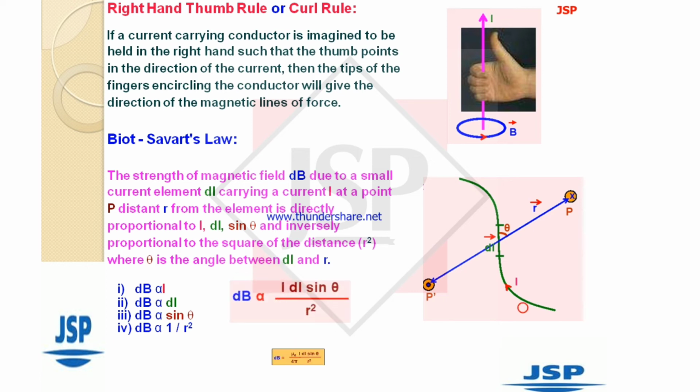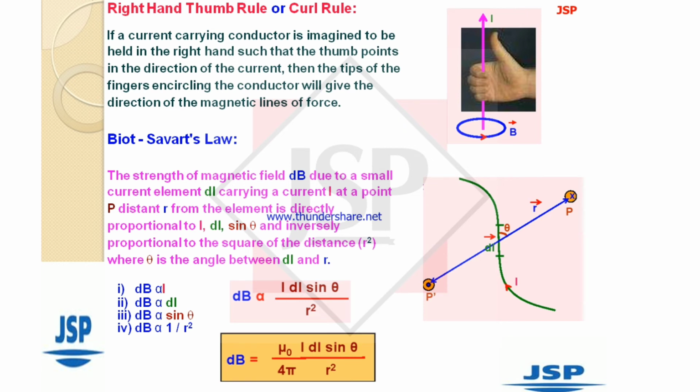That is, first, dB is directly proportional to I; second, dB is directly proportional to dl; third, dB is directly proportional to sin theta; fourth, dB is directly proportional to 1 by r squared. That is, dB is directly proportional to I dl sin theta, whole divided by r squared, or dB equal to mu naught by 4 pi, I dl sin theta by r squared.